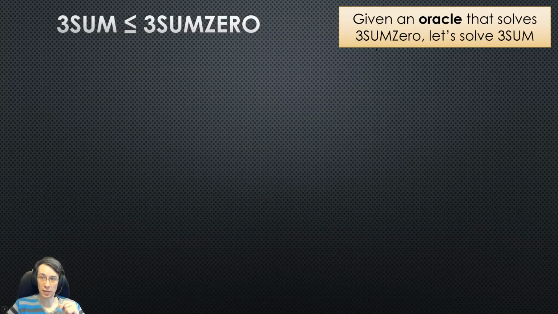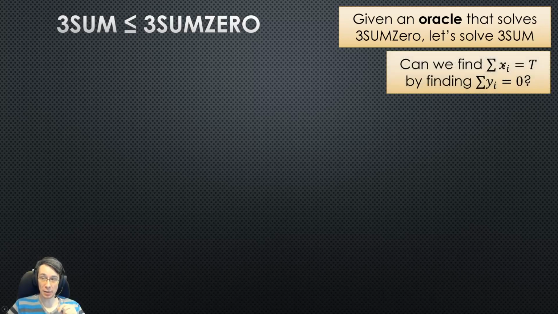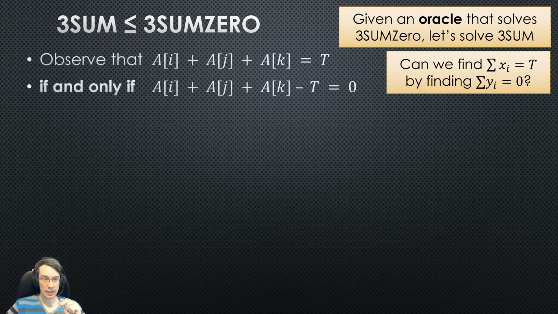Given an oracle that solves 3-sum 0, let's solve 3-sum. In other words, can we find three elements that sum to t by finding three elements that sum to 0? I'm going to walk you through a sequence of equivalences that basically imply immediate correctness for the reduction. So suppose that we're looking for three elements that sum to t.